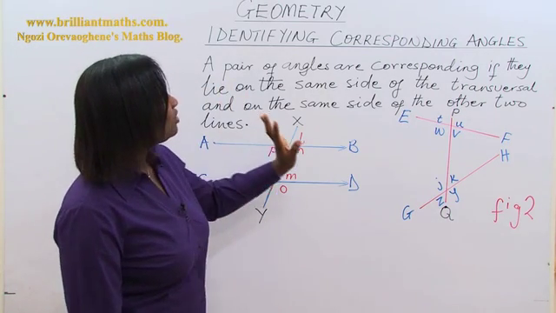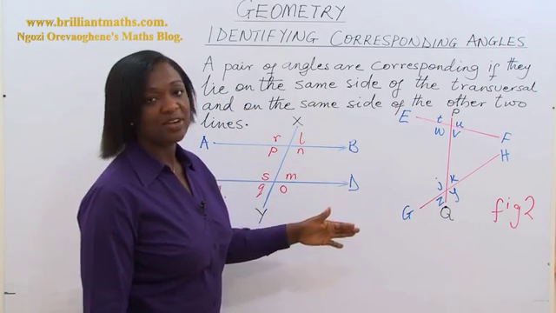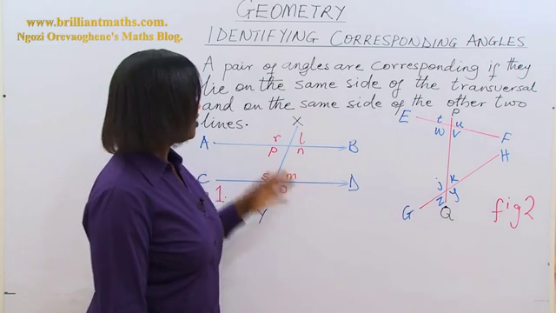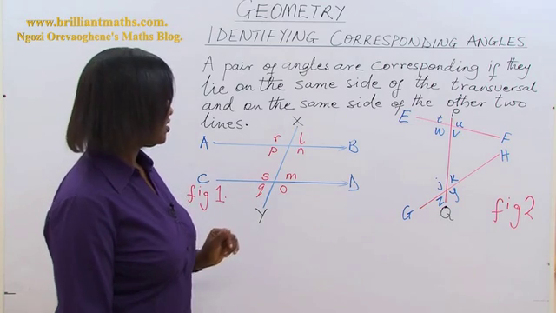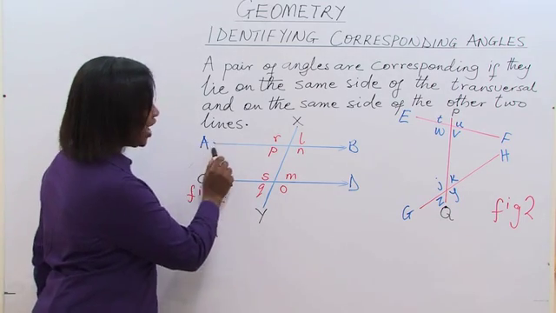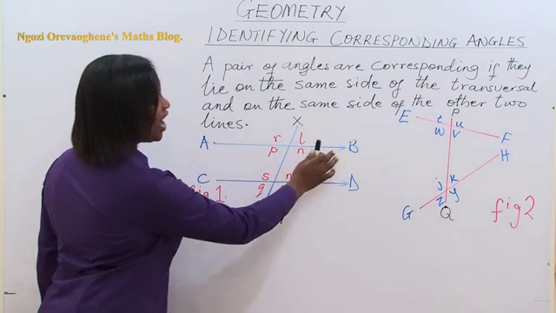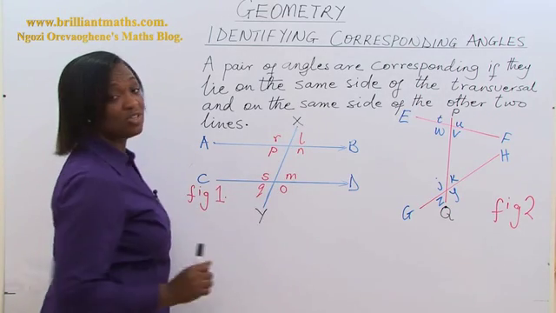Identifying corresponding angles. A pair of angles are corresponding if they lie on the same side of the transversal and on the same side of the other lines. What exactly do we mean by that? We have line AB parallel to line CD. The arrow shows that the lines are parallel. And then line XY is a transversal.